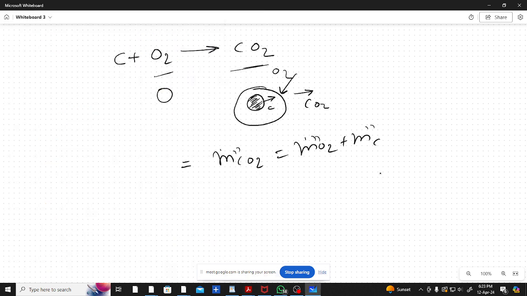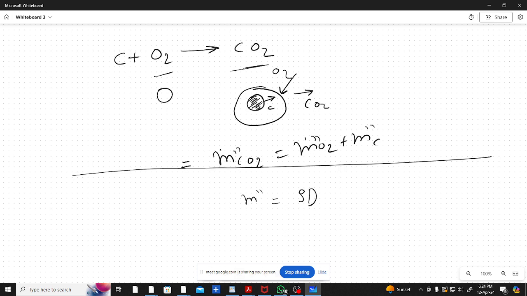Sir, mass diffusivity is given by rho into D. What are you saying? Mass flux is equal to rho into D. This is the mass diffusivity. No, D is the diffusivity, the mass diffusion coefficient. Yes, and rho into D will be mass diffusivity. Mass diffusivity, you are saying. Yes, sir. Rho into D will be mass diffusivity.